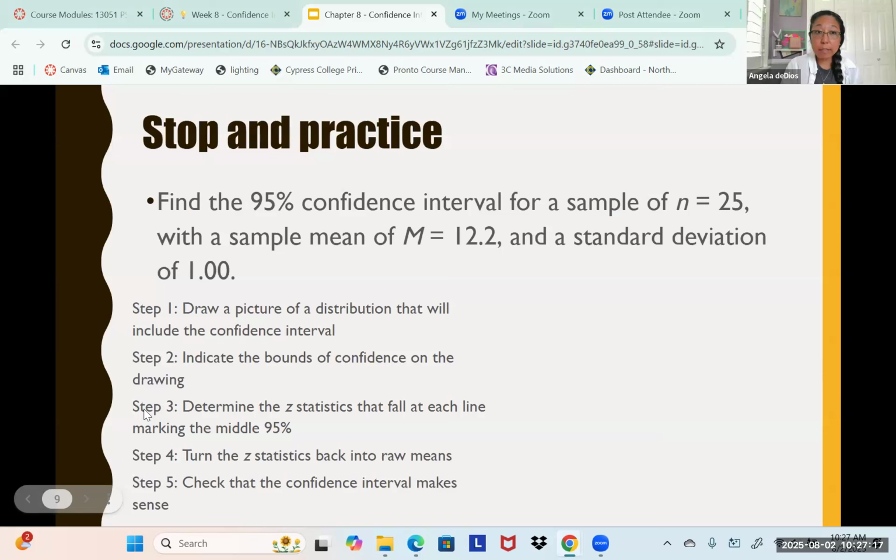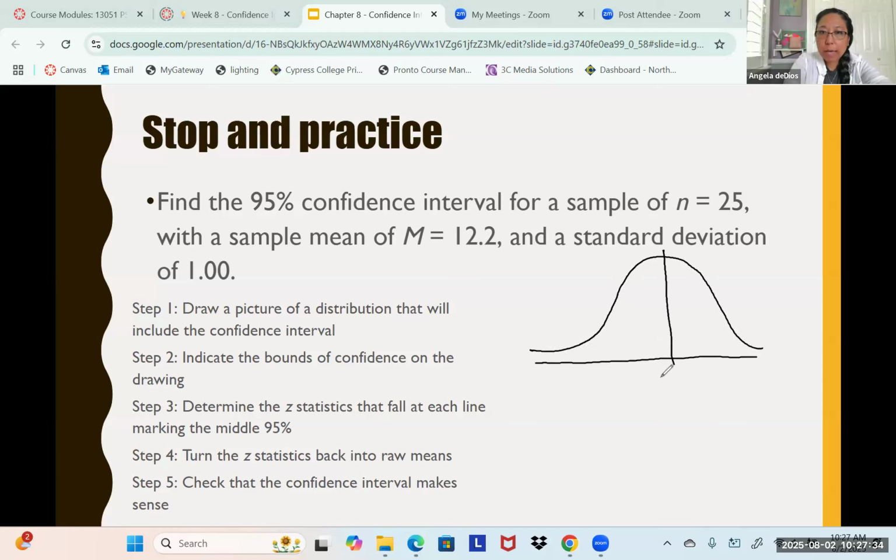So let's go ahead and stop and practice, see if you can do it on your own. I'll give you a second to try and figure out the answer to this problem. Okay, so first thing first, we'll go ahead and draw the distribution. I know my sample mean. Let's go ahead and calculate standard error here.